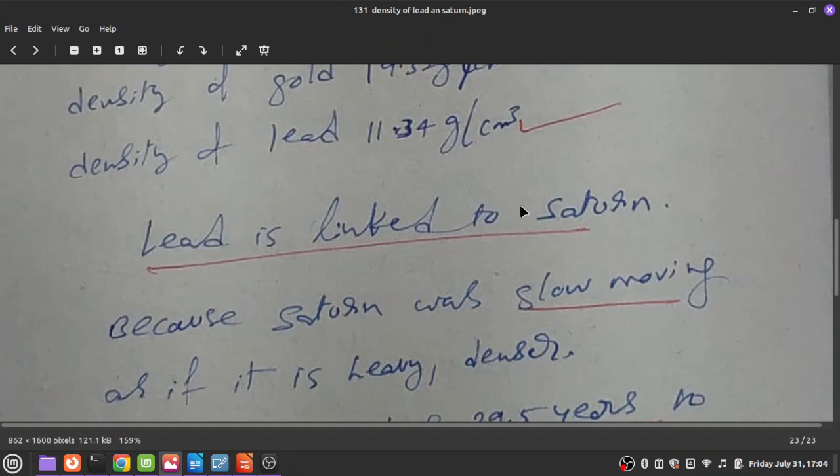And among the metals, more density is available for lead, and Saturn is considered to be a heavy planet. Therefore, lead is linked to Saturn. Lead is linked to Saturn because lead has more density compared to all other metals except gold. Compared to all other planets, Saturn has very slow motion, as if Saturn is a very heavyweight planet. Among the metals, the heavyweight metal is lead. Among the planets, the heavyweight planet is Saturn. Therefore, Saturn is linked to lead.